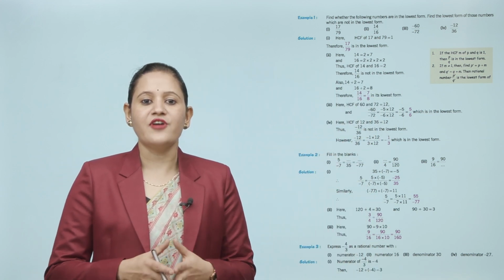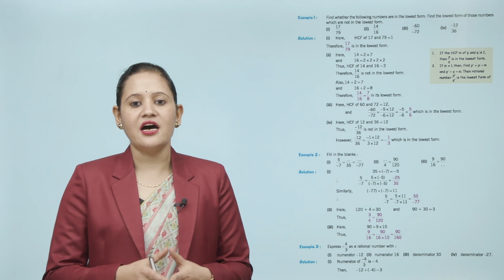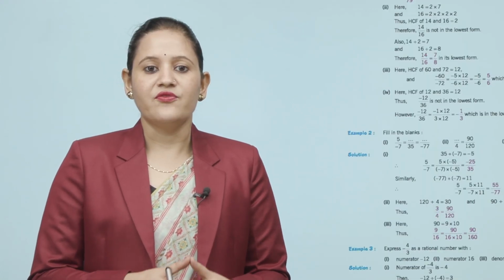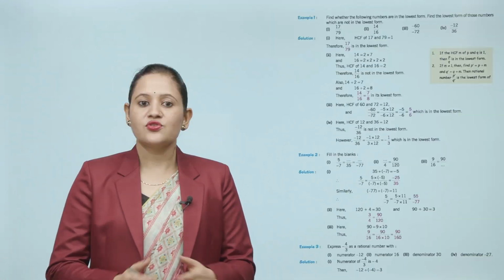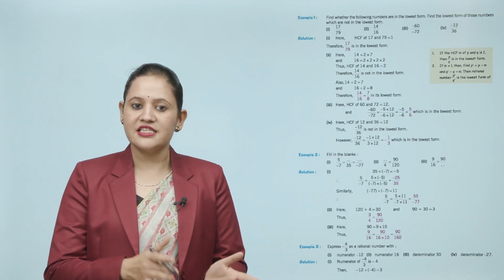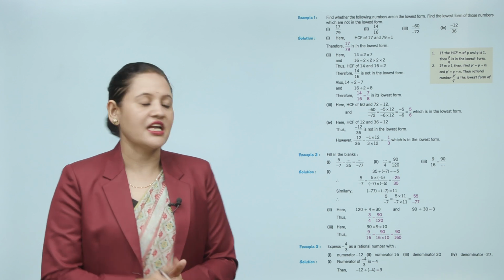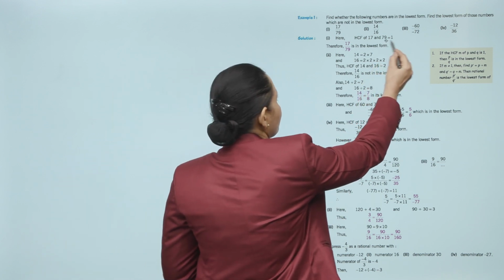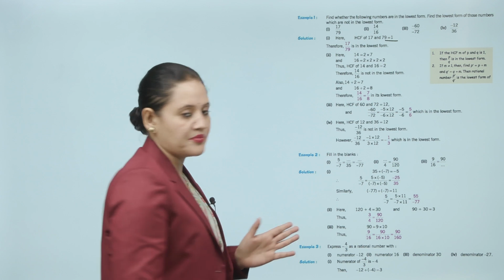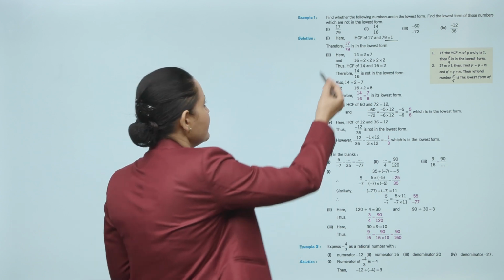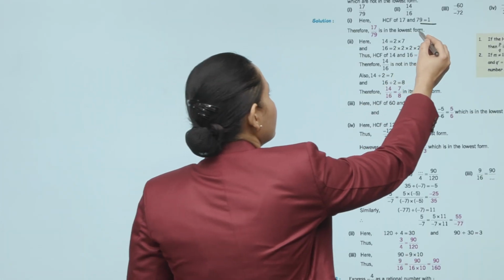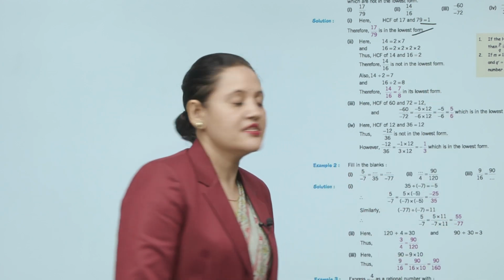Let's take an example. Find which of the following numbers are in lowest terms. Find the lowest form of the numbers which are not in the lowest form. So what will the solution be? We'll find the HCF of 17 and 79, that is 1. So we divide the numerator and denominator both by the HCF. We get 17 upon 79. So this is in lowest form.